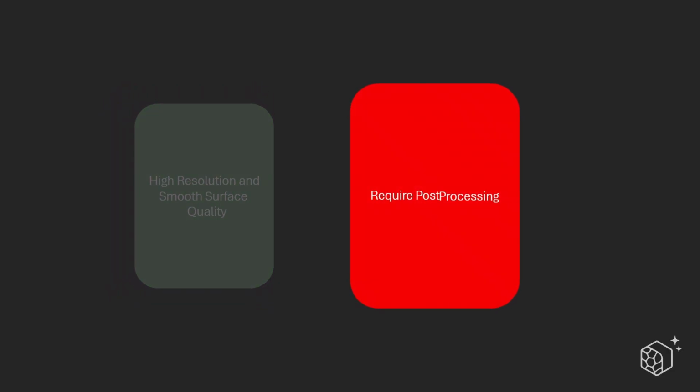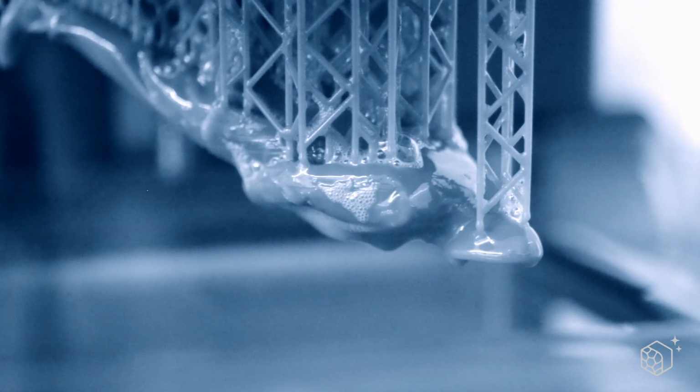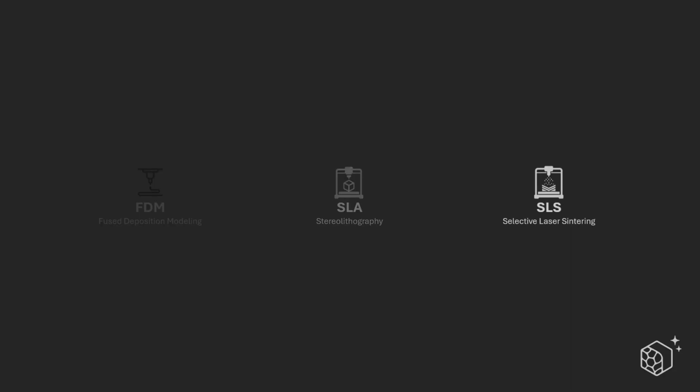However, unlike FDM, SLA prints require post-processing. This usually involves washing the printed part to remove excess resin and then curing it under UV light to achieve its full strength. Finally, we have SLS, or selective laser sintering.